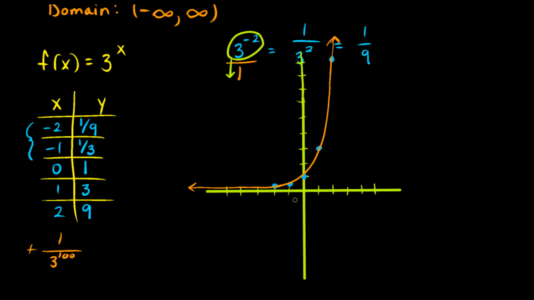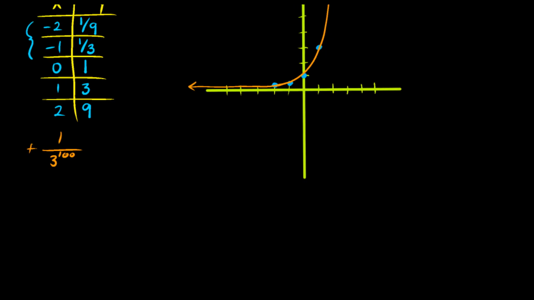Another example that we could do might be where b is not greater than 1 but less than 1. So let's take a look at what that might look like. Let's say g of x equals 1/3 to the x power. So let's do an xy table.